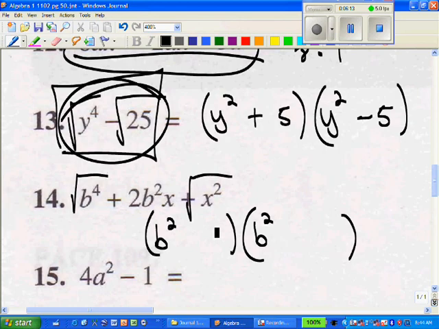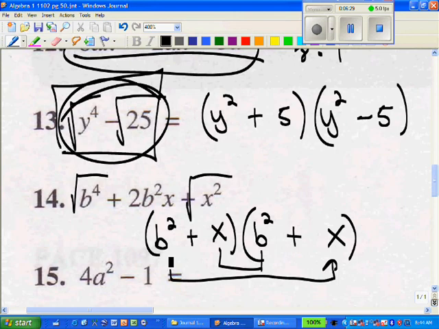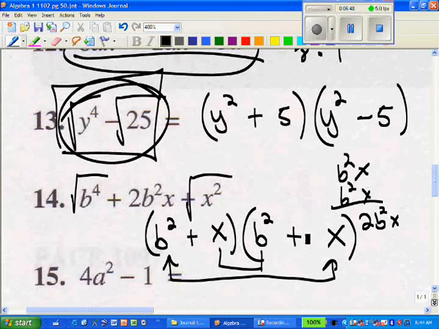And the square root of my last term is x, because the square root of x squared is x. Okay, and since everything's positive, I know all my terms are positive. Now let me check it. Let's see if when I multiply the inner terms and the outer terms, I get 2b squared x. X times b squared is b squared x, and b squared times x is b squared x, and when I add them, I get 2b squared x. So it's right. So this is my answer, b squared plus x times b squared plus x.